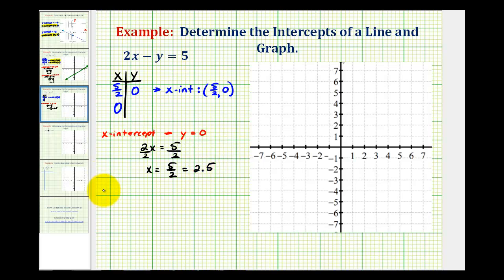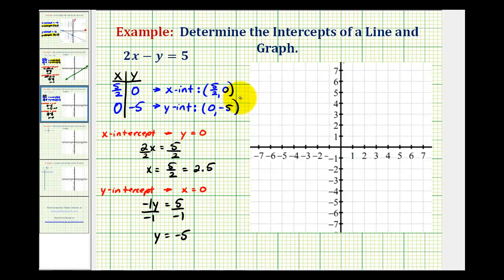Now we'll go ahead and determine the y-intercept. And as I said before, we're going to set x equal to 0 and solve for y. Notice if we set x equal to 0, 2x should be 0, so we'd be left with the equation negative y equals 5. And if it's helpful, we can write this as negative 1y equals 5. So to solve for y, we'll divide by negative 1. So we have y equals negative 5. So when x is equal to 0, y is equal to negative 5. Therefore, the y-intercept is the point 0, negative 5.